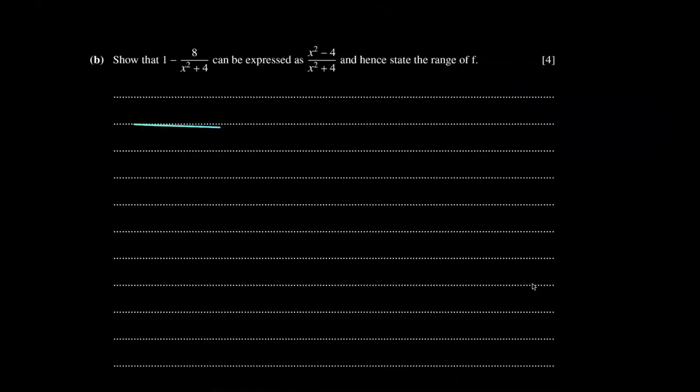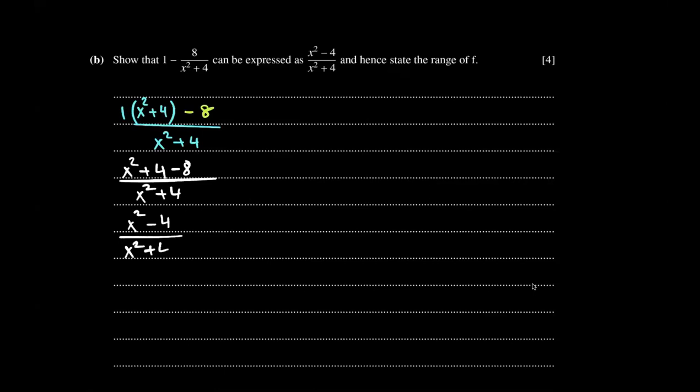So this is x squared plus 4. 1 gets multiplied with x squared plus 4. There is a negative sign and then an 8. So therefore, this is (x squared plus 4 minus 8) divided by (x squared plus 4). So this is (x squared minus 4) over (x squared plus 4). So this will be only for one mark. These two fractions are identical.